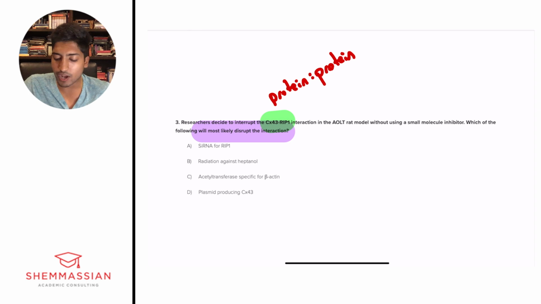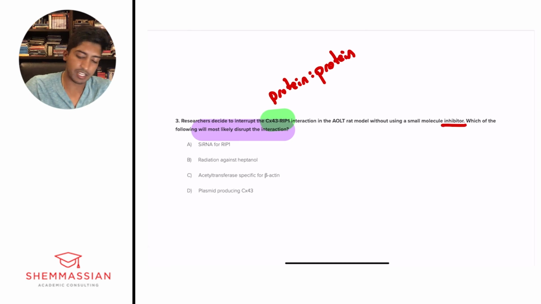Great. And so basically it's asking how would we disrupt the interaction, right? So what we would do is we're looking for an inhibitor. And so right away we can eliminate one that's pretty clear to not affect anything. And that's a plasmid producing CX43, right? Increasing the amount of CX43 does not necessarily inhibit it. We have no idea of what it will do, but generally having more of a protein will not increase the inhibition unless it's a specific type of inhibitor. So just because we have something producing it doesn't mean that that will inhibit it.